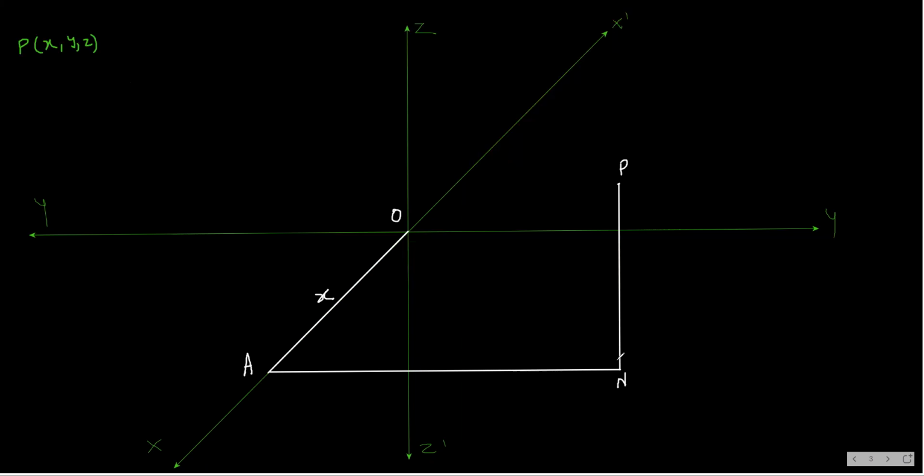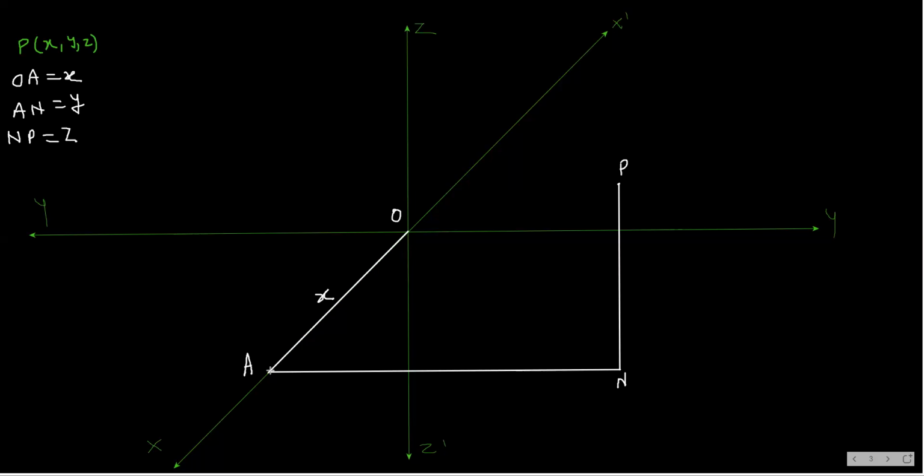Then, how big is OA? OA is equal to x, AN is equal to y. This is y. And what is NP? NP equals Z units. Now, using these three, I will complete a cuboid.